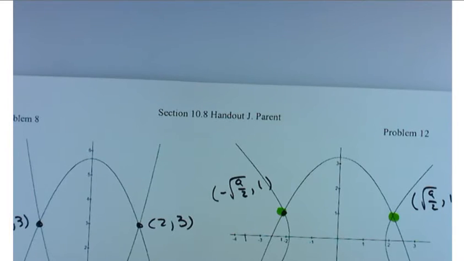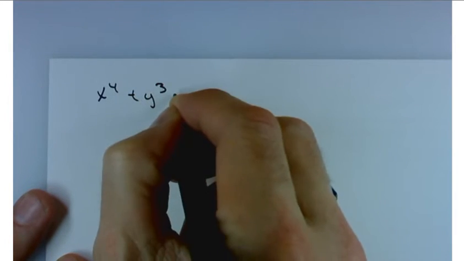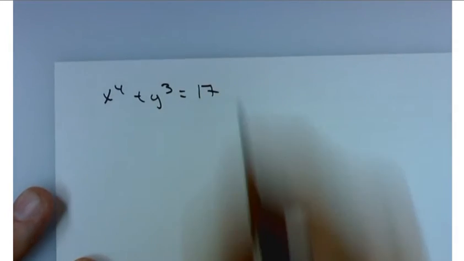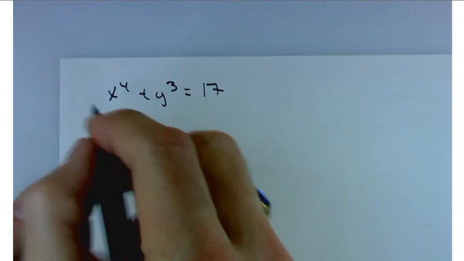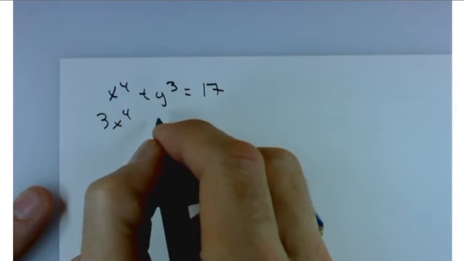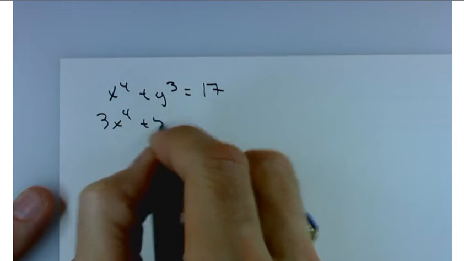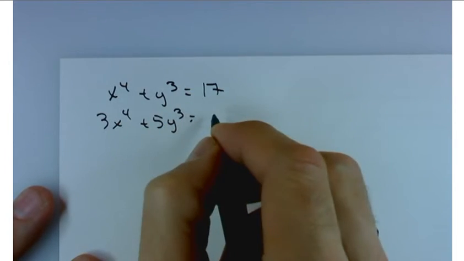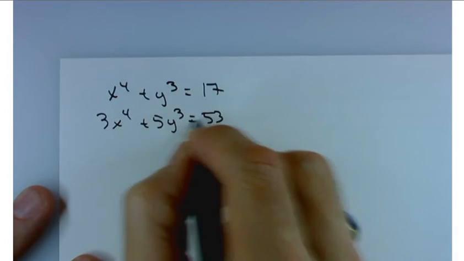Last one, problem number 30. x to the 4th plus y to the 3rd equals 17. 3x to the 4th plus 5y cubed equals 53. Number 30.